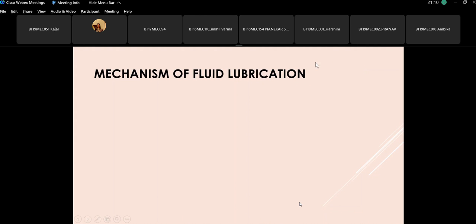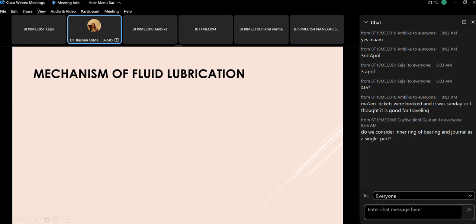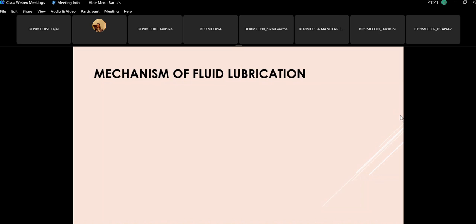Inner ring of bearing, the inner surface you are saying? No, it's not the same. They are different. The inner surface of the bearing is still stationary and the journal is rotating. But when we talk about the diameter, we talk about the diameter of the journal.